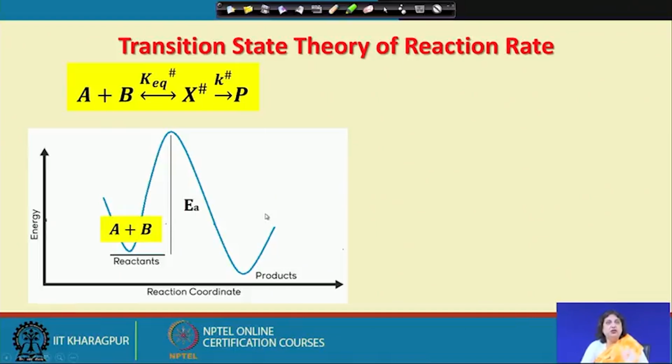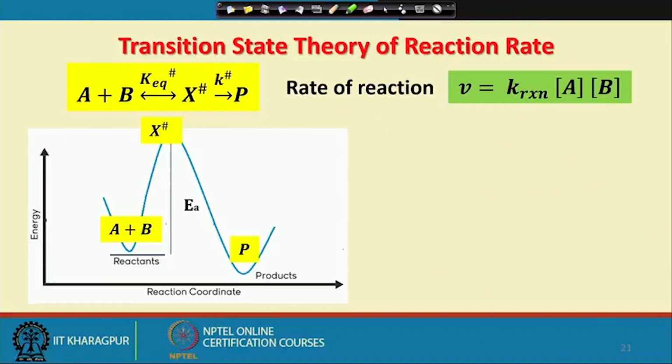Therefore, in this picture what I have is this minimum corresponds to the two reactants A and B, and then this maximum corresponds to the formation of the activated complex X dagger, and finally, the second minimum in this profile corresponds to the product or the products. Here there is only one product P. So, once we have established this kind of a picture, the rate of the chemical reaction can be given by this rate constant multiplied by the concentration of A into concentration of B.